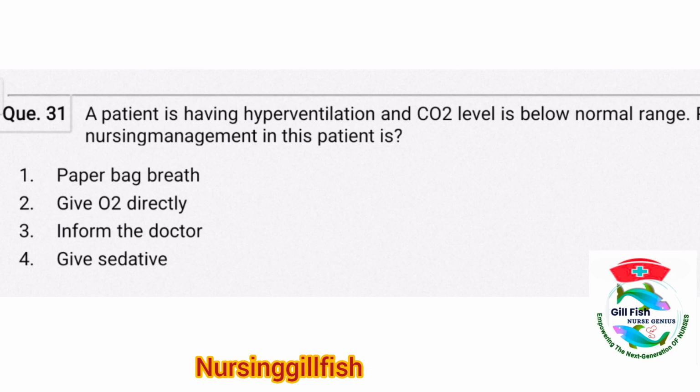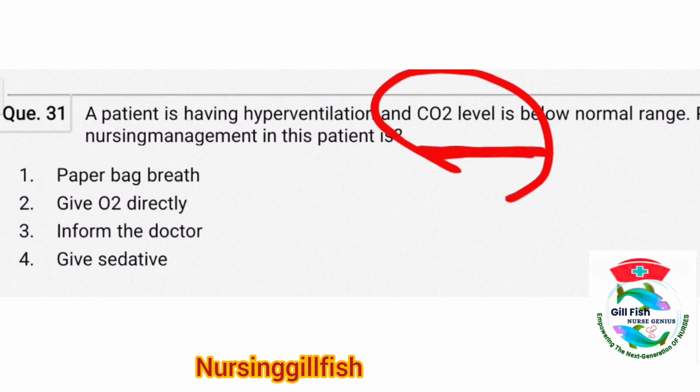The patient is having hyperventilation and the CO2 level is below the normal range. The priority nursing management in this patient is option 1, proper rebreather bag. Option 2, give oxygen directly. Option 3, inform the doctor. Option 4, give sedative. What is the question here? The level of carbon dioxide is low, so what do we have to give?